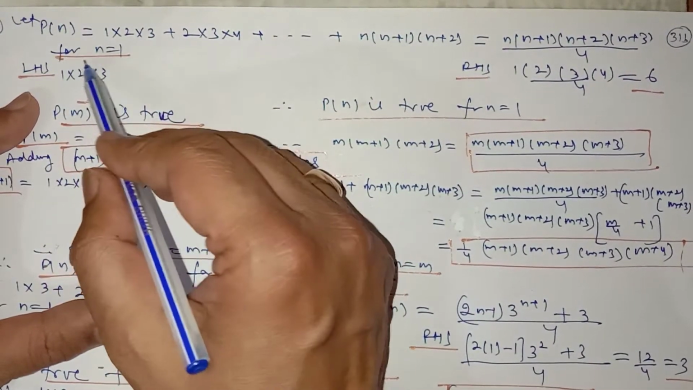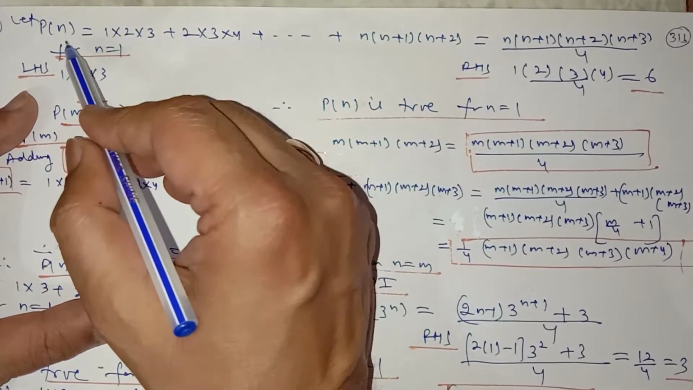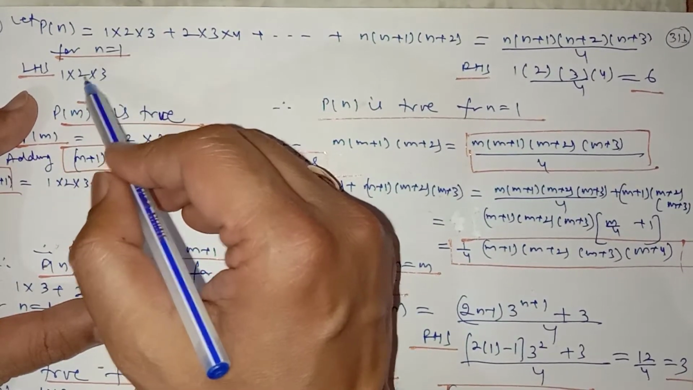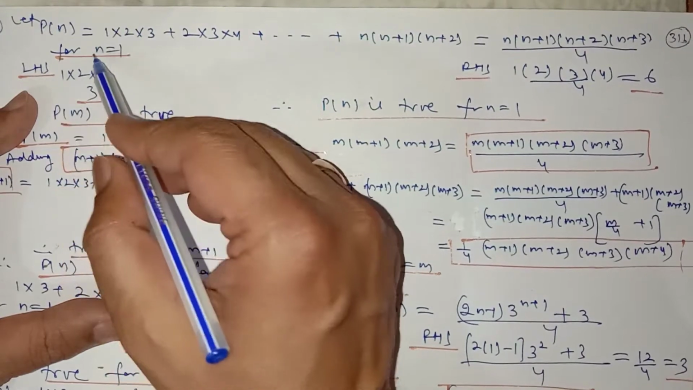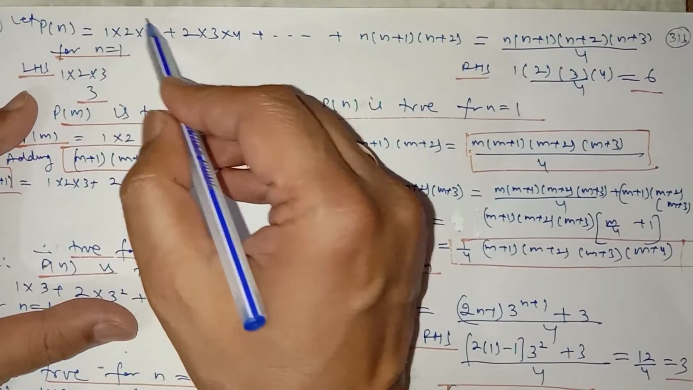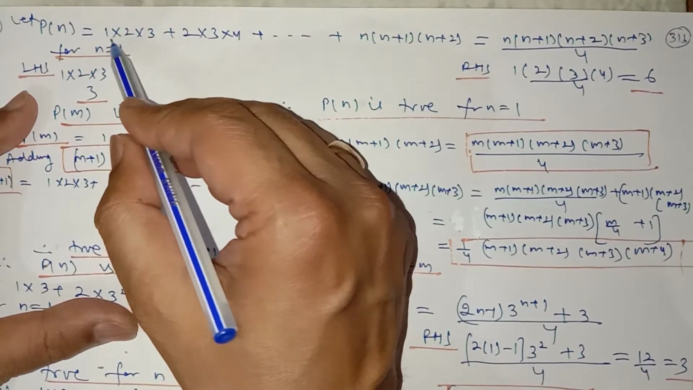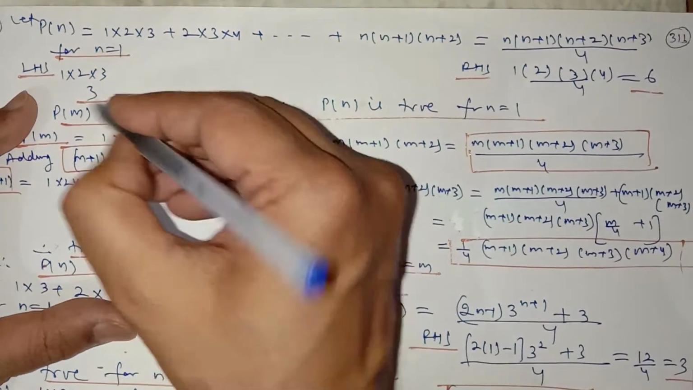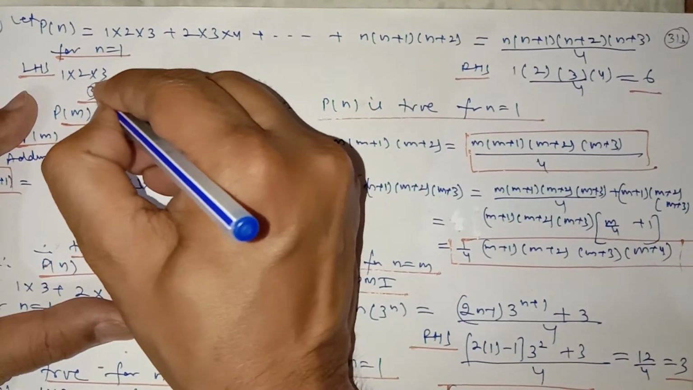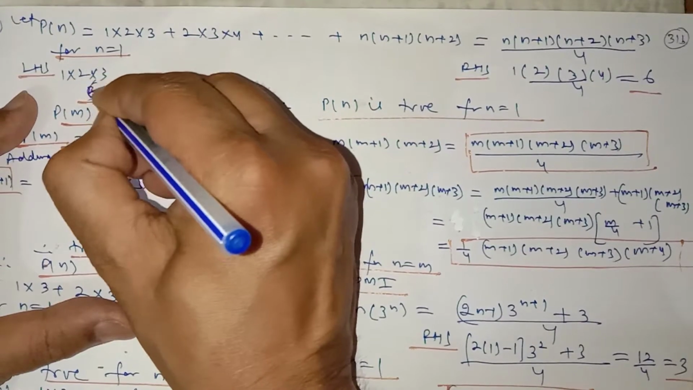Now we prove that it is true for n is equal to 1. Replace n by 1, or we can say that P1 means the sum of one term of the left hand side, which is equal to 1 into 2 into 3, which is equal to 6.